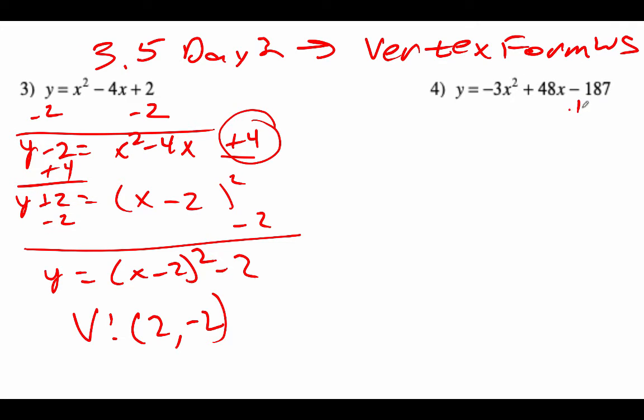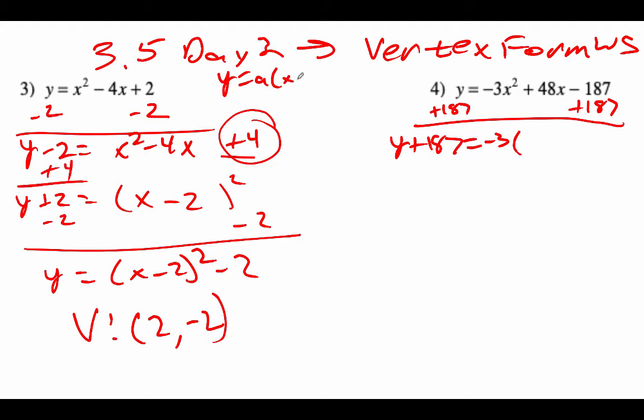These ones are harder. Bring the 187 over. Y plus 187 equals, I'm going to factor this negative 3 out. That's going to be the A. Remember, y equals A times x minus h squared plus k. I factor out negative 3. I have x squared minus 16x, leave a space. That's where we complete the square.